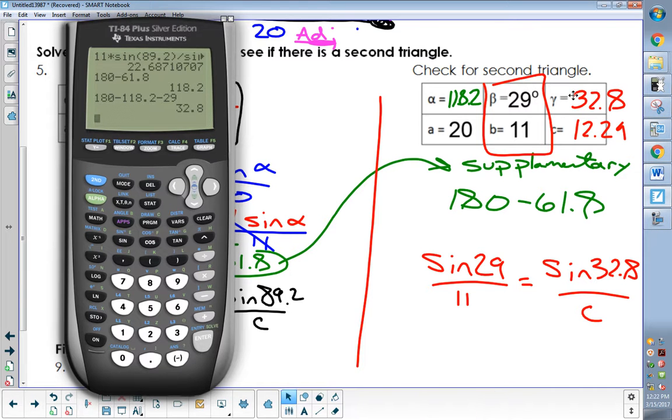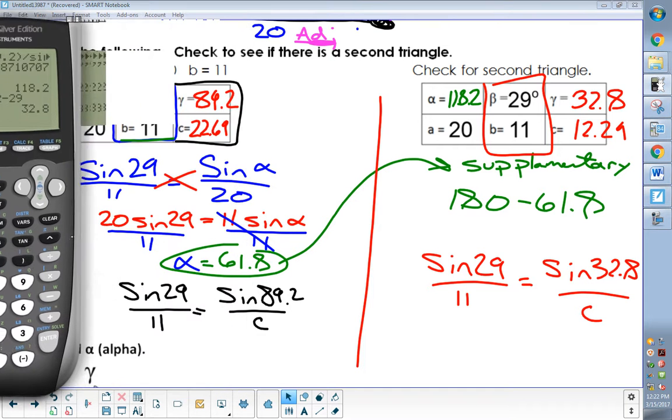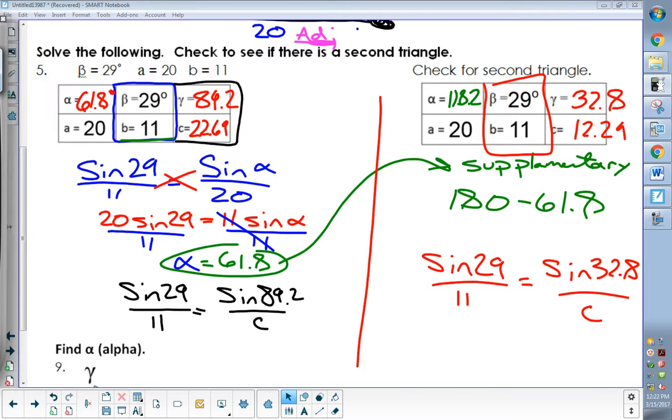Questions there? We would have gotten a negative right here. So when we subtracted to find this angle, when we took 180 minus this one and minus that one, we would have gotten like negative 50. If we got a negative answer, there wouldn't be a second triangle.